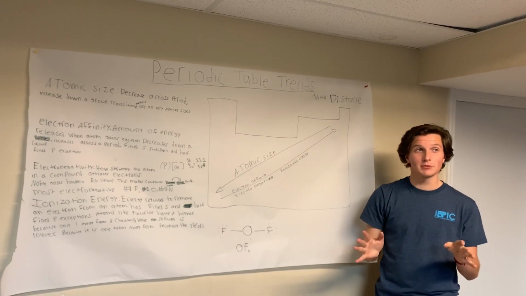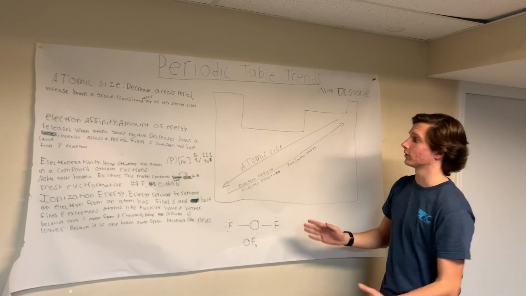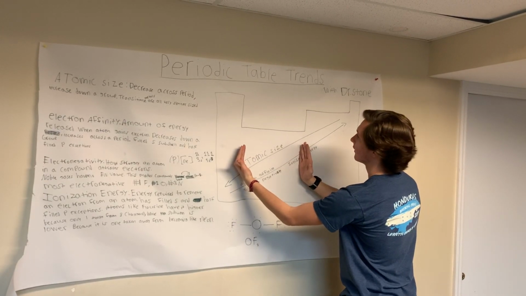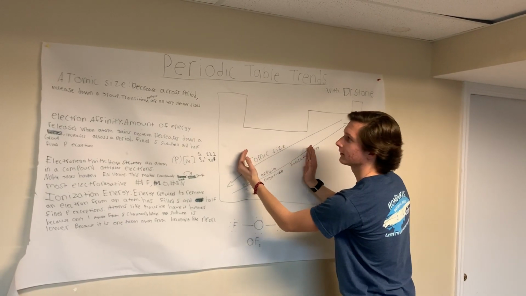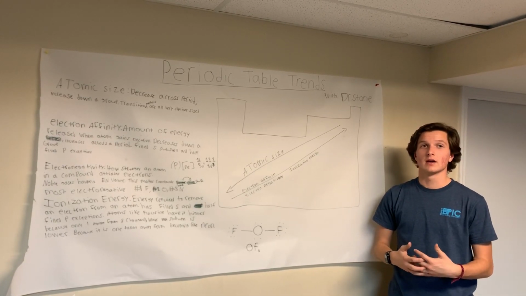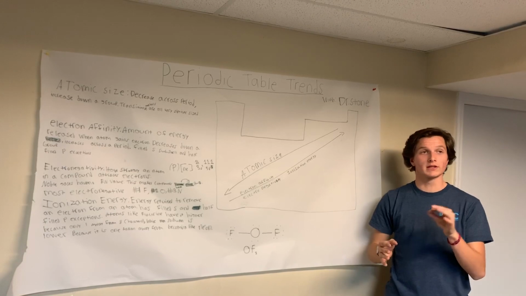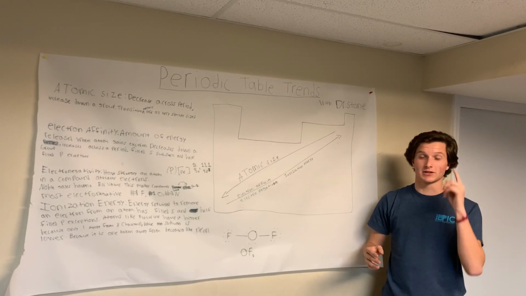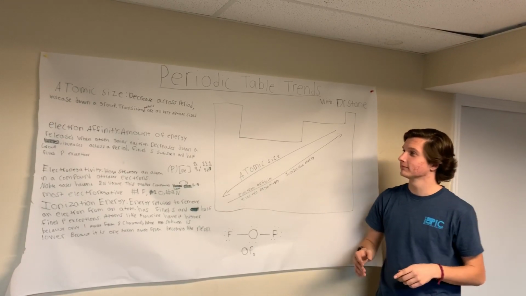Now there is a slight exception to this rule: the transition metals, which are located in the D block right here. Obviously this is not drawn to scale, but the transition metals are actually all very similarly sized. Not perfectly the same, but all relatively similar. So keep that in mind, especially on tests. That's a common test question.